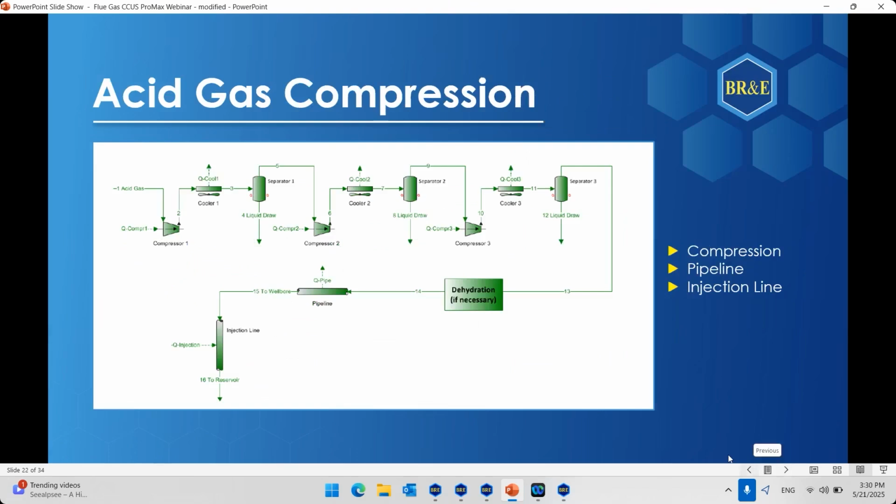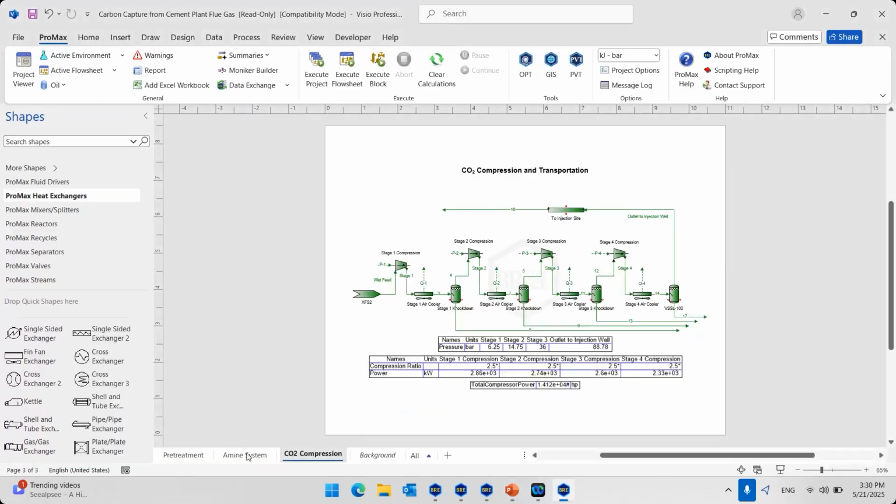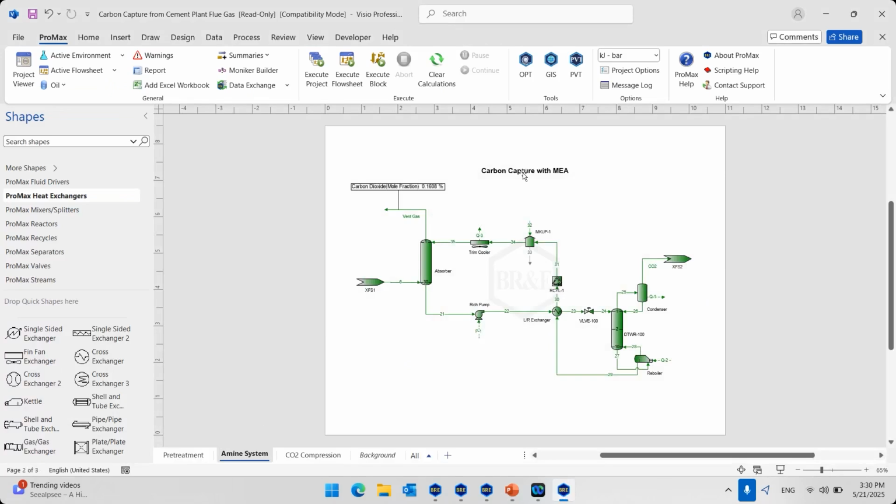All right, so that was the capture system part. And you see there is a lot going into it, a lot going into modeling it. We are always happy to teach anyone on how to model these units in ProMax. You guys just have to attend one of our classes, and I will talk about that at the end of the webinar. All right. Right now, I want to move on to the CO2 compression portion for the last portion of our webinar.